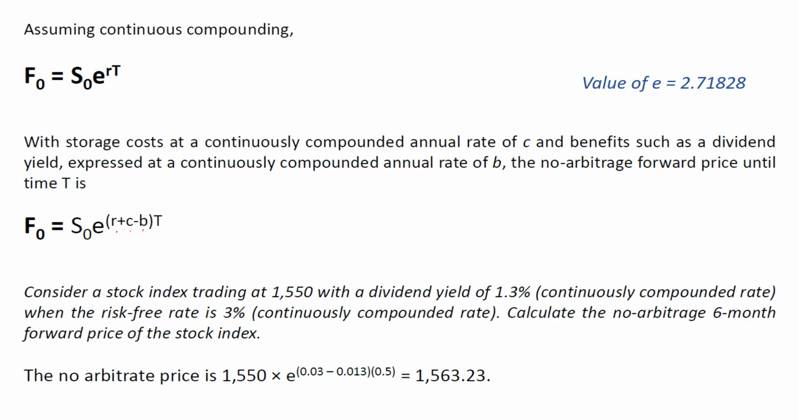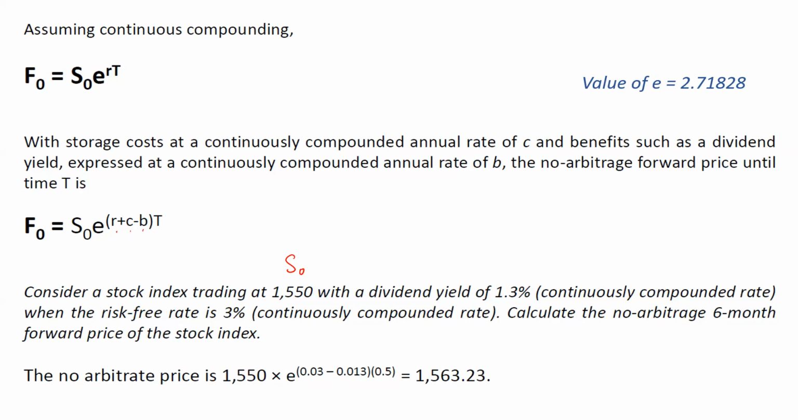So consider a stock index that is currently trading at 1550. This is the S0, or it is the current spot price. It is having a dividend yield of 1.3%. The compounding is continuous. The risk-free rate is 3%. Again, the compounding is continuous. We have to calculate the no arbitrage 6-month forward price of the stock index.